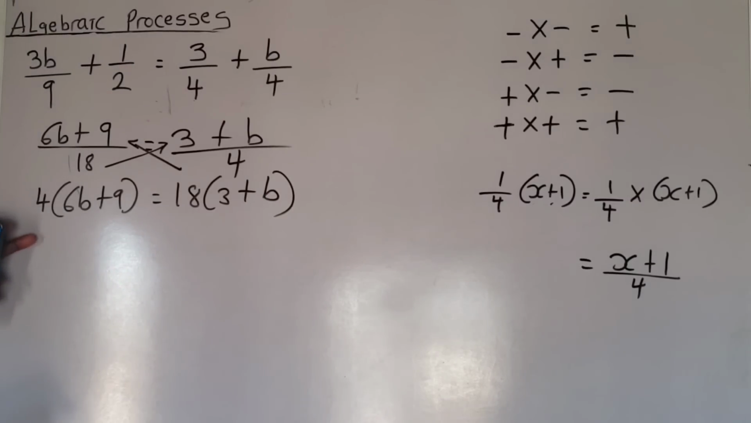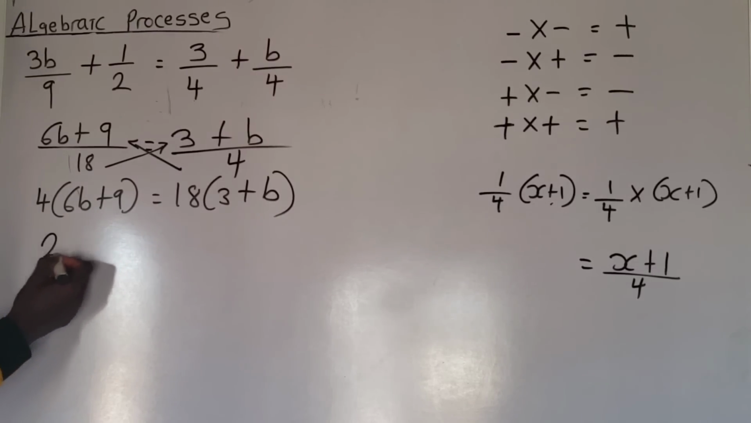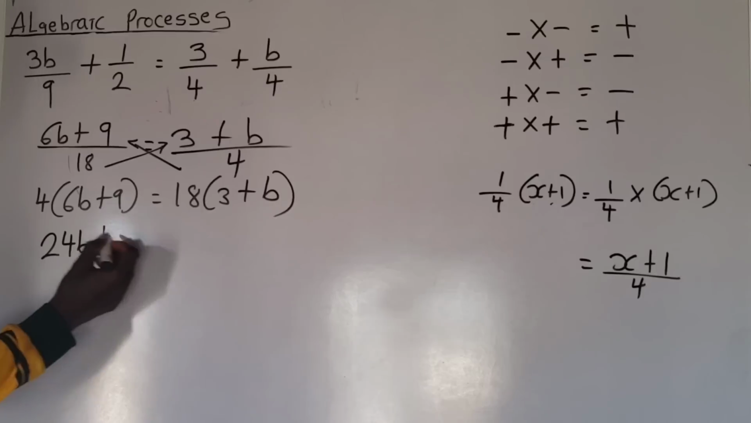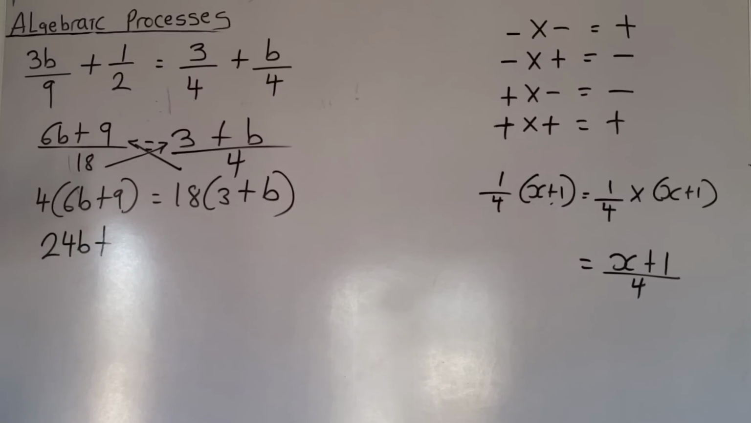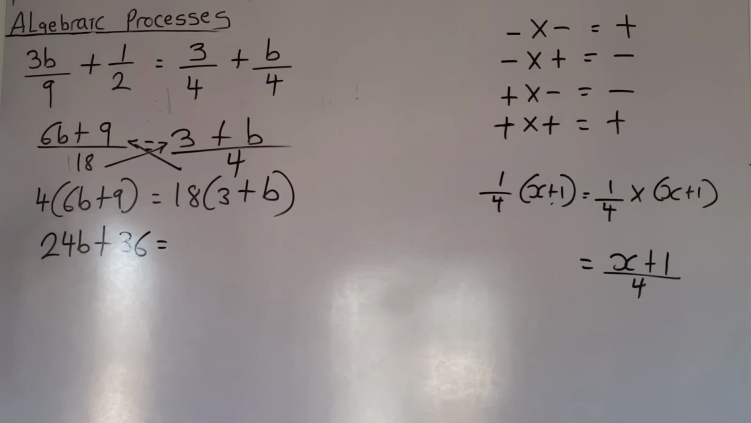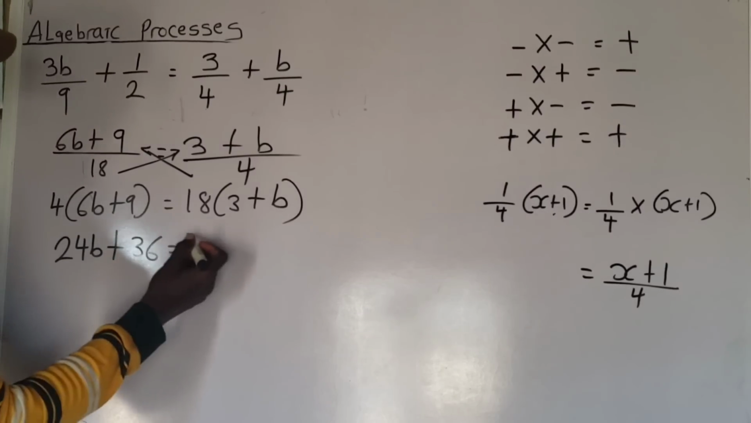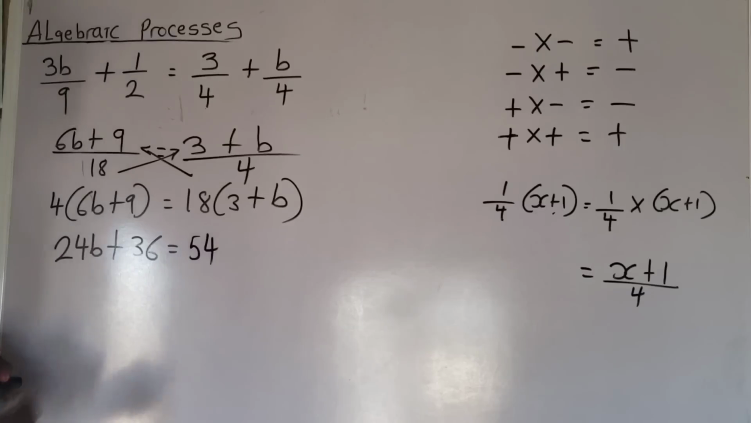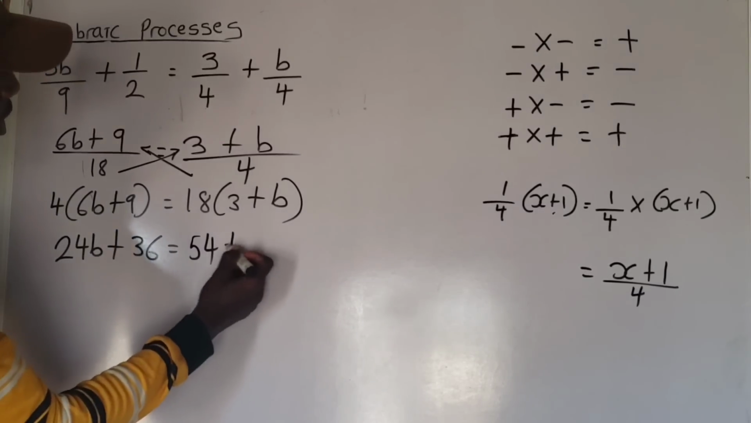Okay, open the bracket using this 4. I'm going to have 4 multiplied by 6b. That will give me 24b. Okay, for this I'm going to have 24b plus 9 multiplied by 4. That will give us 36. Okay, so I'm going to have plus 36 is equals to 18 multiplied by 3. That will give us 54. Okay, and 18 multiplied by b, that will give us plus 18b.